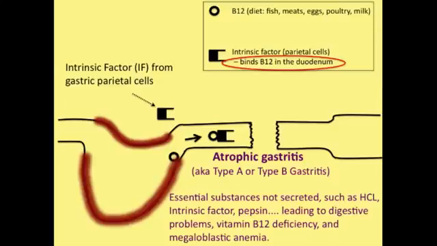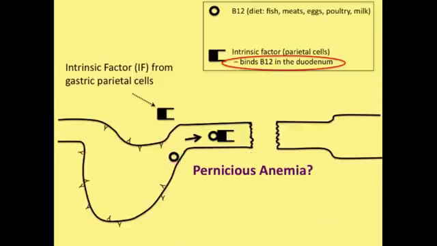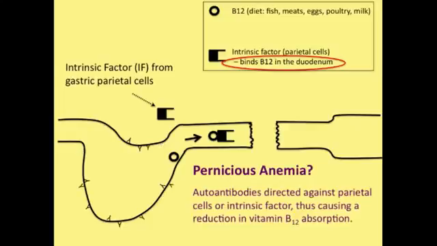And another take-home point from this discussion is that the most common cause of atrophic gastritis is H. pylori infection. Secondary to that is going to be autoimmune and other things that cause chronic inflammation. Last, we have pernicious anemia. So who remembers what pernicious anemia is? This is a disease entity where autoantibodies are directed against the parietal cells or intrinsic factor itself, thus causing a reduction in vitamin B12 absorption.